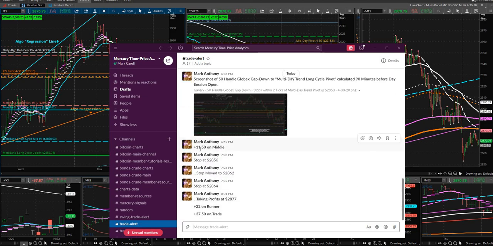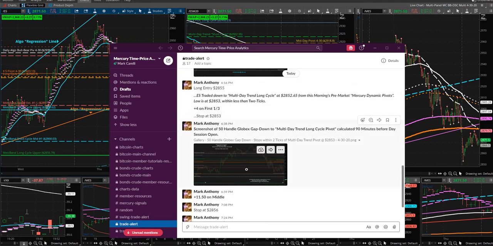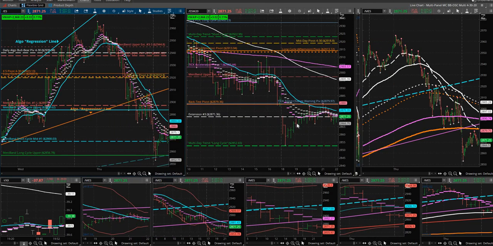We managed the trade in thirds. Took 11 and took 4 handles for the first third, 11.5 for the middle, and then took profits on this at 28.77 because you were coming back up into this gap that was created in Globex. So it's as simple as that.